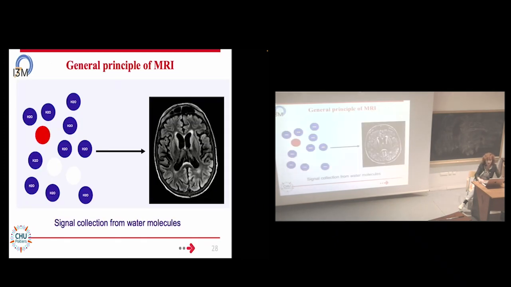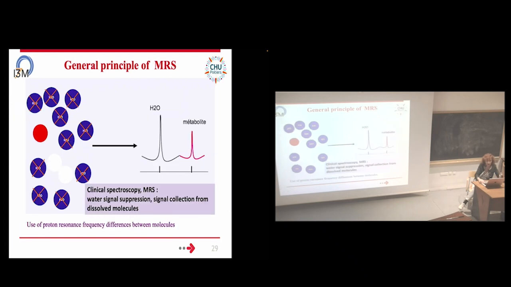So here is the principle for general modalities in MRI. You have a collection from water molecules, and here is the principle in magnetic resonance spectroscopy. Here the abscissa corresponds to what we call parts per million, and the ordinates represent the signal intensity. And then we analyze finally the shifting of different molecules that we call metabolites that regulate the behavior of an organ, of the brain here.